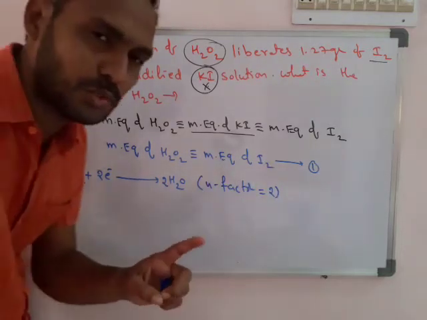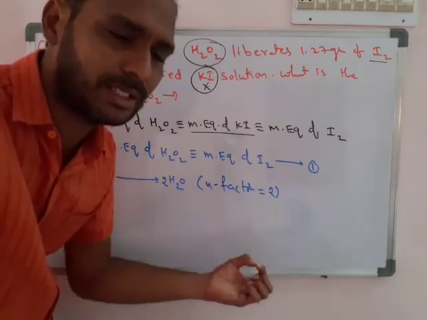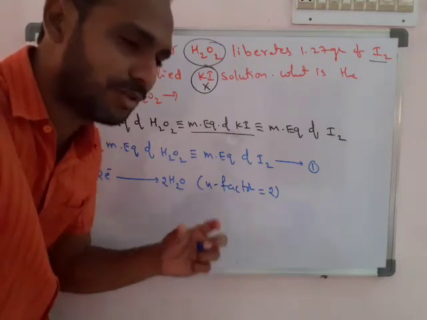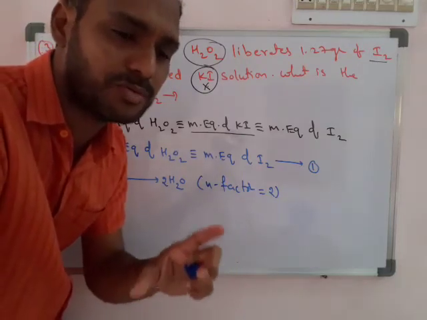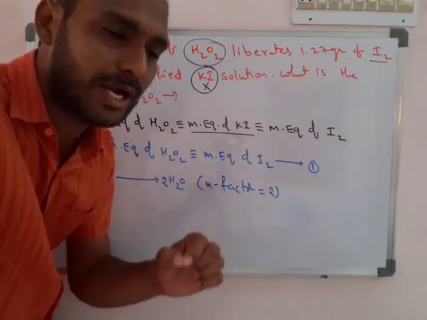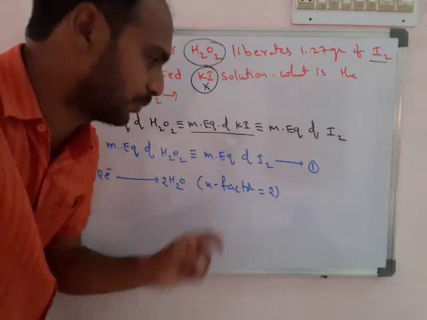In the last two days' calculations, hydrogen peroxide came up. Some separate direct compounds will come. From now onwards we have to remember this reaction. Means the hydrogen peroxide n factor in acidic medium is 2.